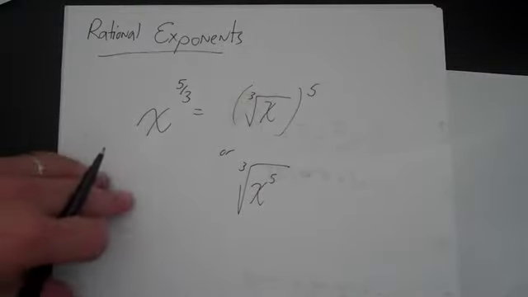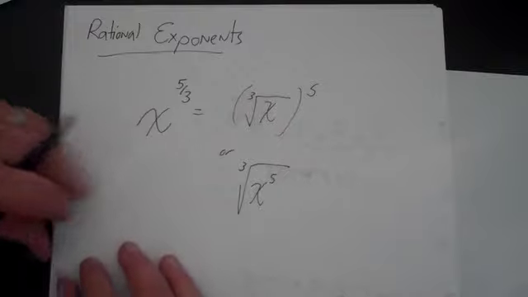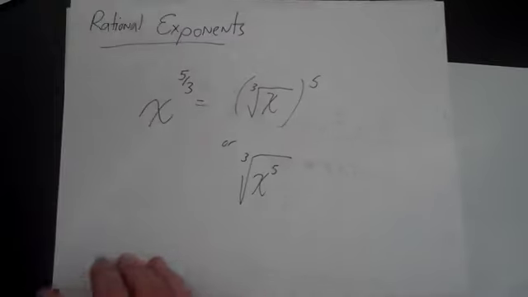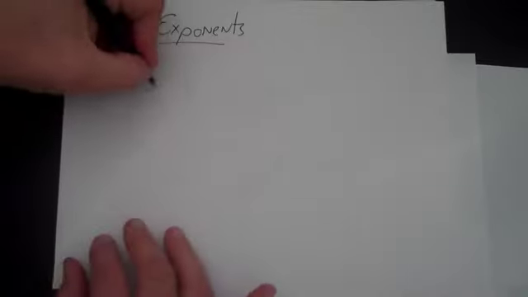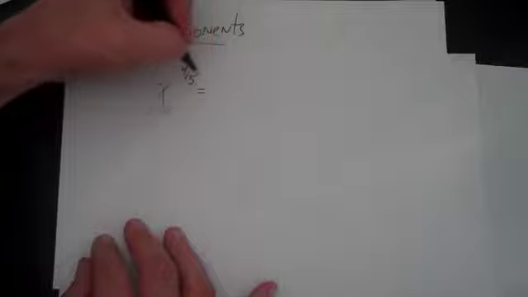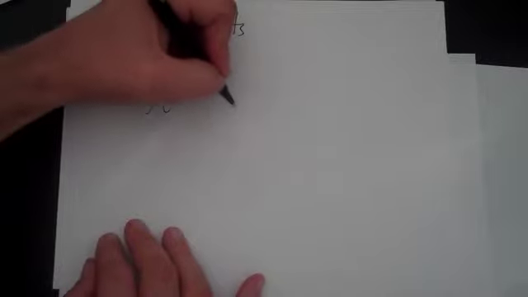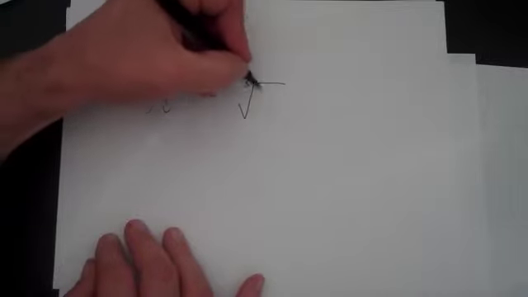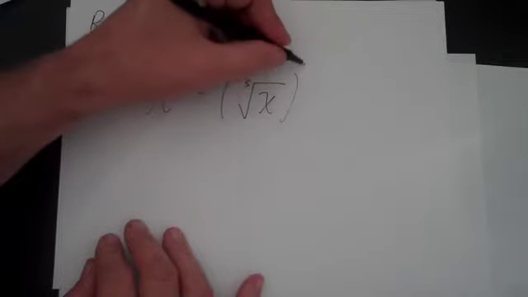Let's look at another example for our definition. If we say x to the 4/5, the denominator is going to be the root. So that's the fifth root of x raised to the fourth power.